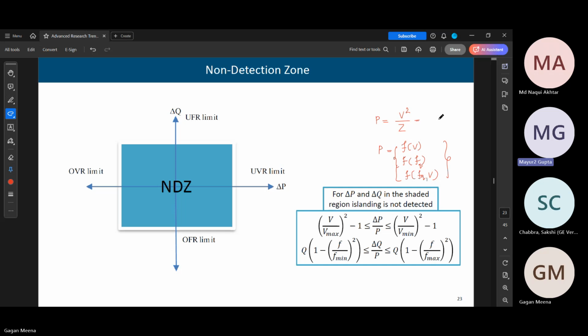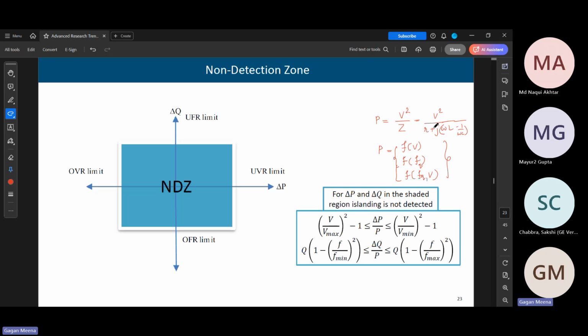Function of V, only V? V and impedance also. Yeah, impedance is there, but impedance is dependent on frequency, right? Because this is R plus jX and X is omega L. And if a capacitor is also there, then it is 1 by omega C also. So it's a function of both voltage and frequency.